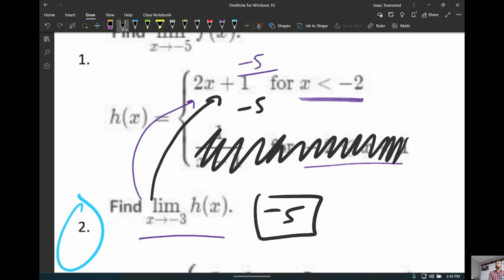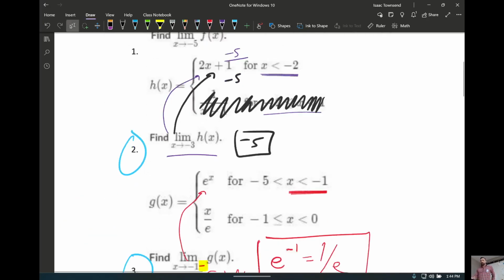So, if you try to oversimplify these as a process of just do this and do this and do this and you get the answer, it's not going to work out for you. If it worked that way, I would present it to you that way. You actually have to think about what that piecewise function is saying, to think about if it needs to go on the top only, the bottom only, or both.